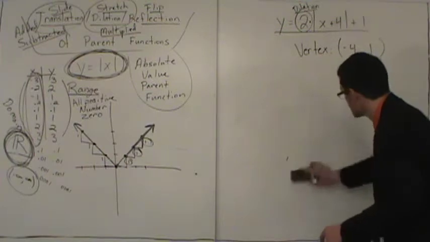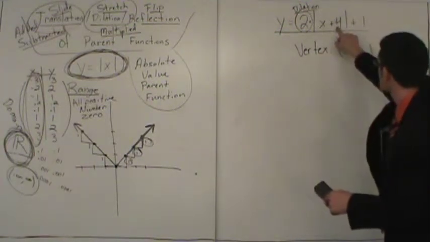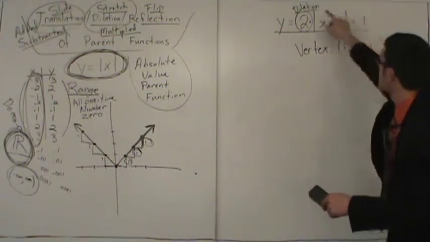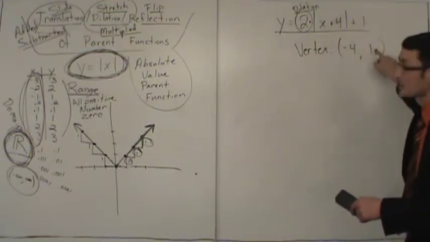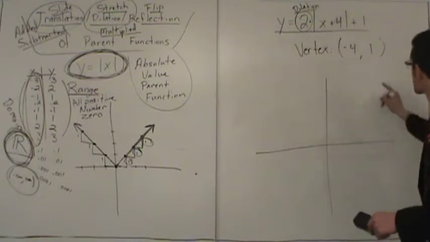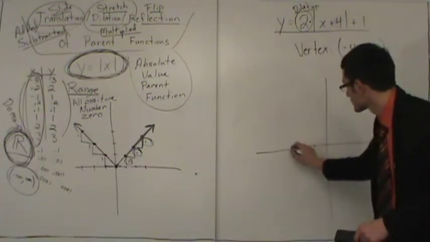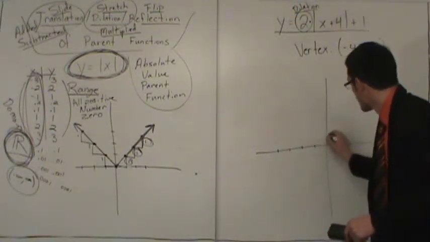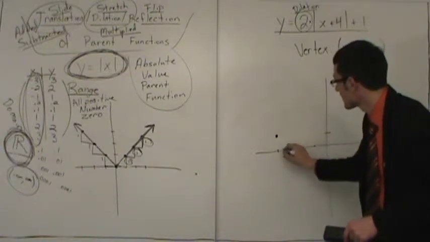But back to the problem. So we take the opposite of what's inside, which is negative 4, and the 1 has already been moved to the other side, so we just leave it alone. So our vertex is negative 4, 1. Let's go ahead and graph this point. Negative 4, 1 is here.